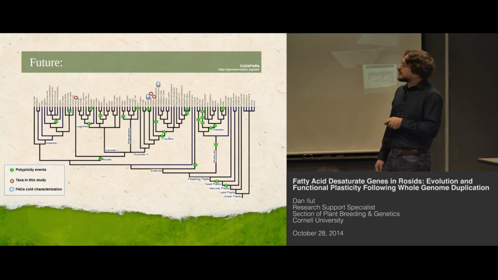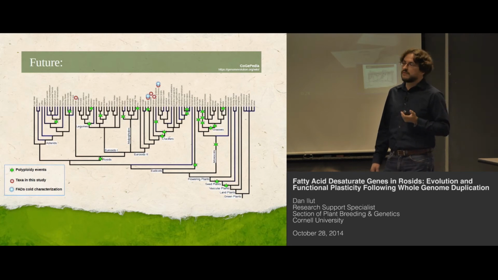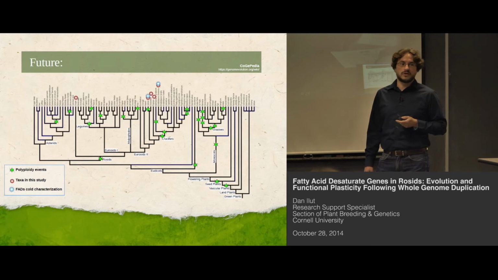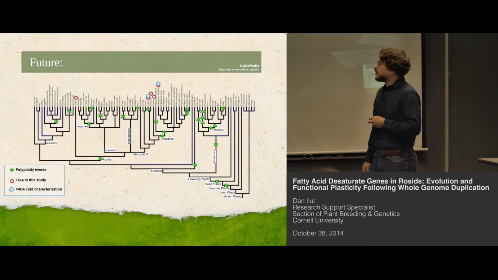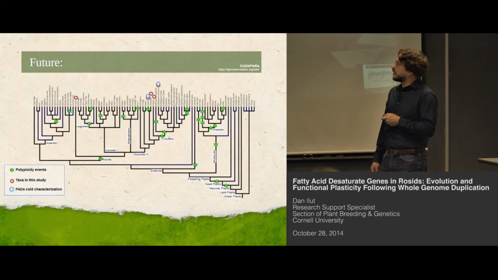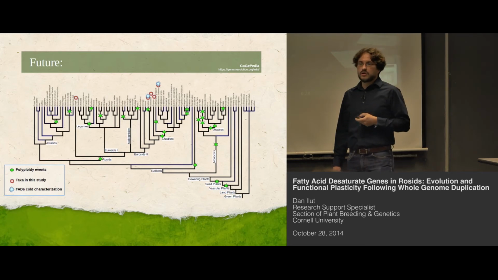And you can see all of the polyploid events. Some are duplications, some are triplications, some are multiples. But the tree is rife with them. So from an evolutionary perspective, we have a lot of material to work with to look at the effects of polyploidy on genome evolution and on specific genes. These are the taxa we sampled. And those are the 2 taxa in which we have cold tolerance characterization.